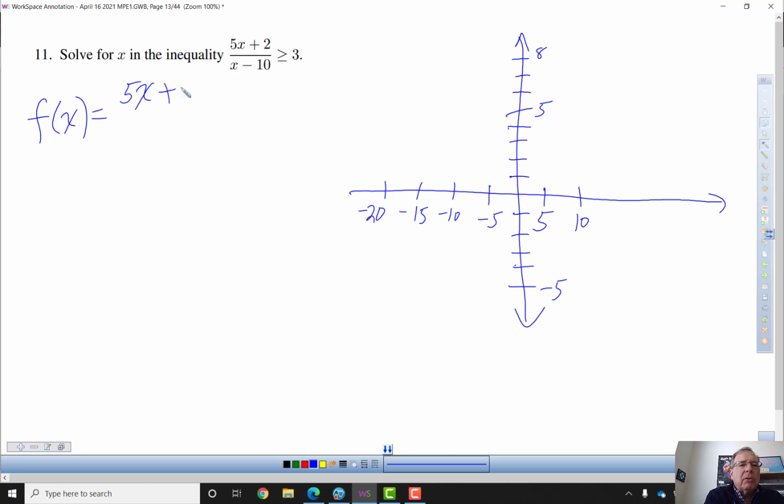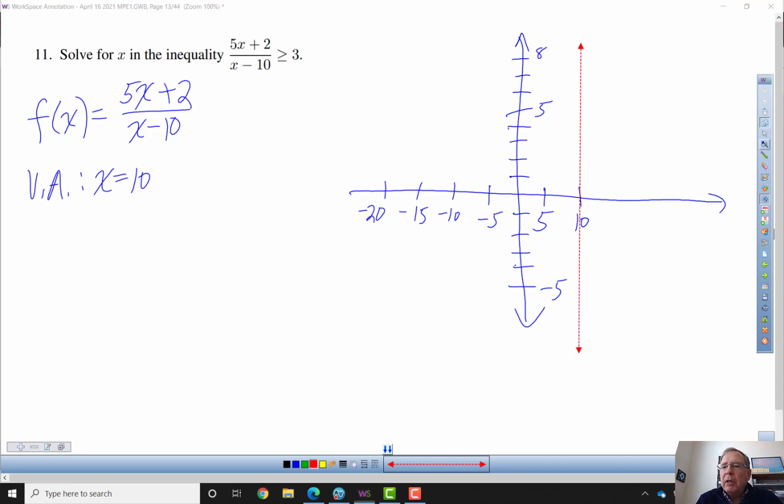So f of x equals (5x + 2)/(x − 10), and I'm going to have a vertical asymptote at x equals positive 10, so I'm going to go ahead and put that in. So there's my vertical asymptote, x equals 10. And then I'm going to have a horizontal asymptote. If I let x go to positive infinity or negative infinity, basically it's going to end up being 5x over x. So my horizontal asymptote is going to be y equals 5. So we'll put that one on.